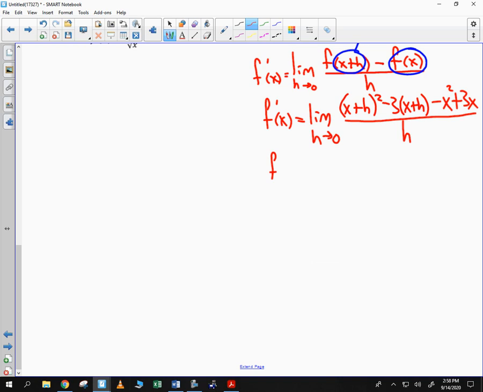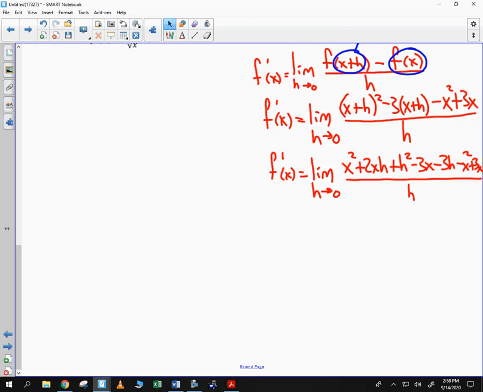So I have f prime of x is equal to the limit as h goes to 0 of x squared, x plus h squared, I'll get a 2xh in the middle. I have an h squared minus 3x minus 3h minus x squared plus 3x, all over h. Notice what happens. The x squareds are gone. Negative 3x is gone. Everything else should have an h in it.